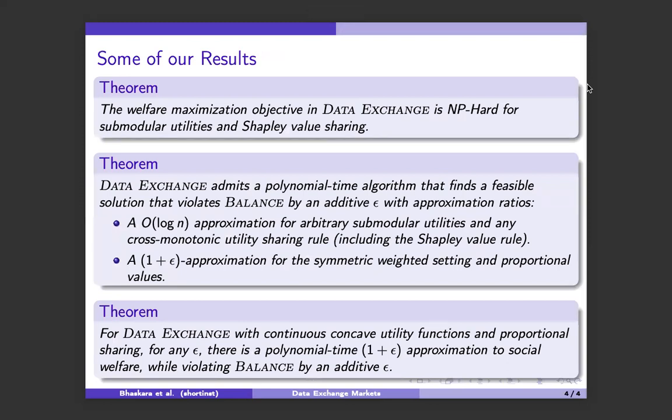These are some of our results. We first show that the data exchange problem is NP-hard and propose some approximation algorithms and small violations in the balance constraint to deal with this hardness. Apart from these, we also show that our algorithms significantly outperform the scenario where there is no central entity and agents can only trade with one other agent. We also briefly consider some notions of core stability in our study.